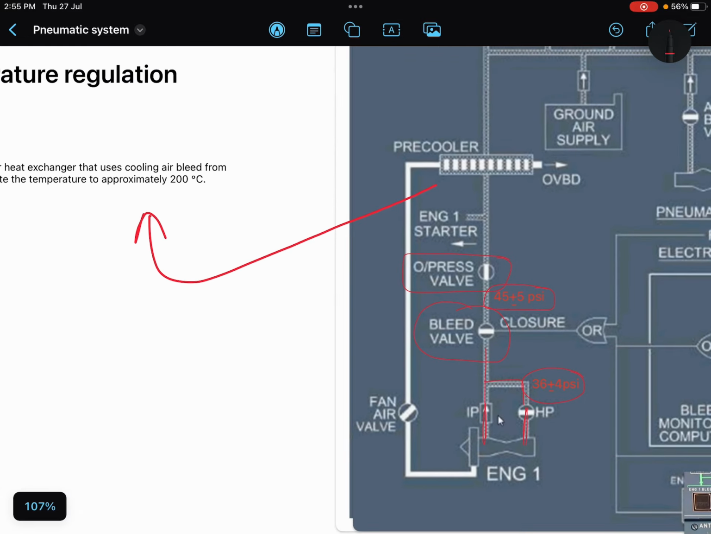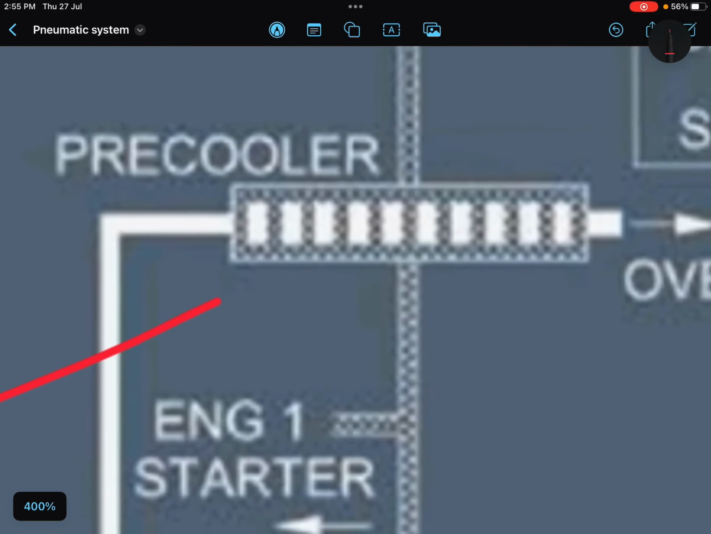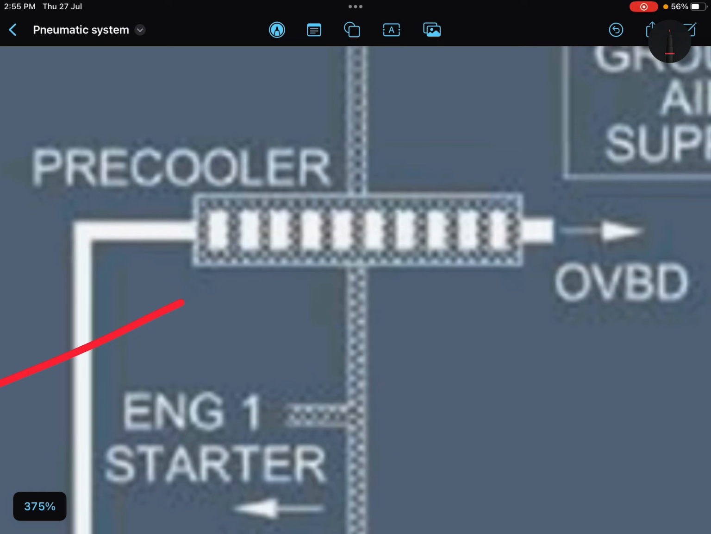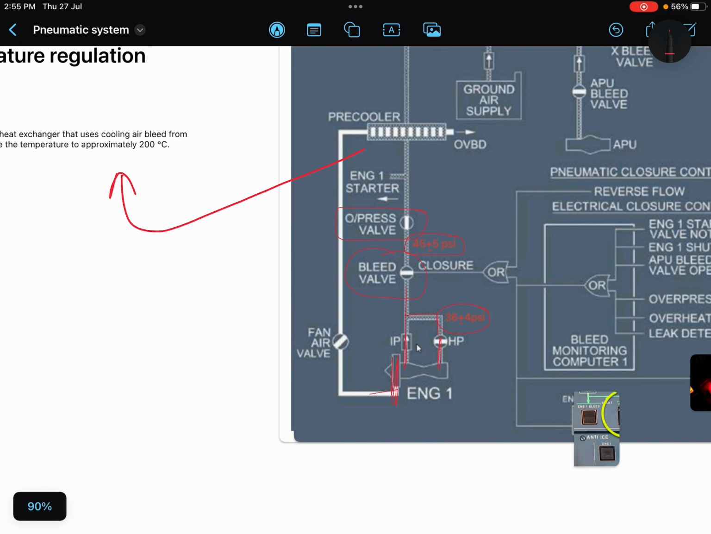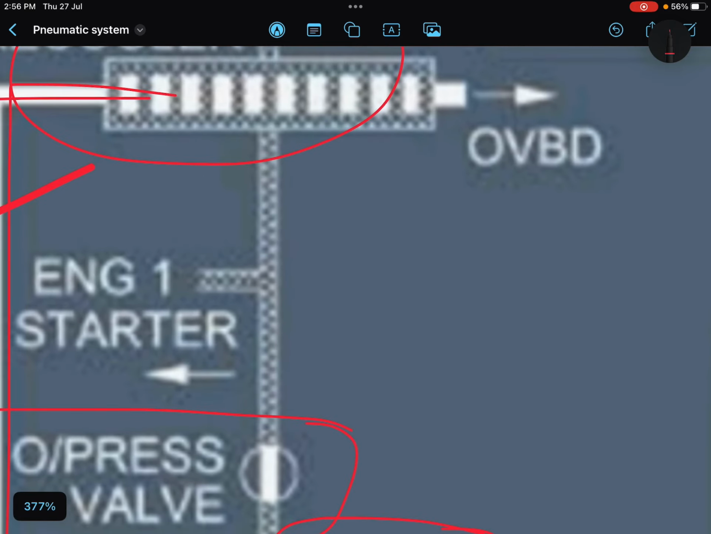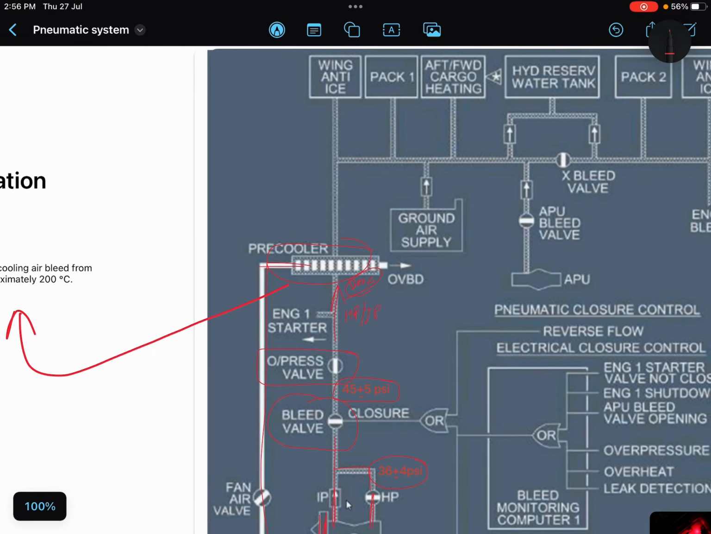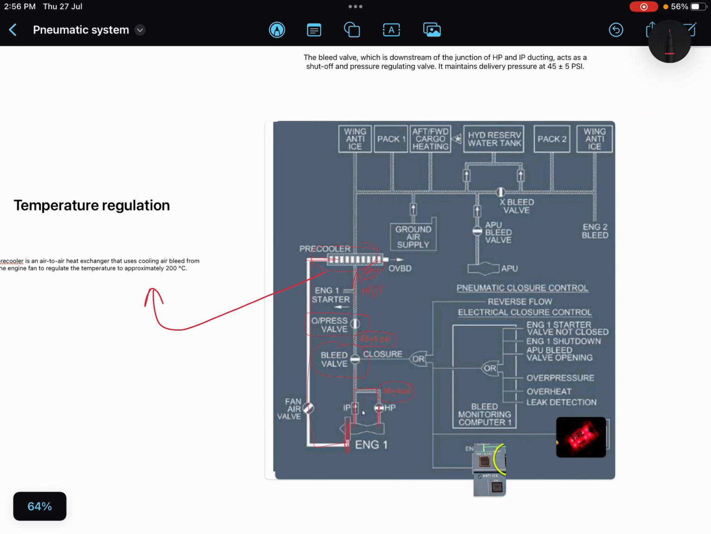Right. Now comes the temperature regulation. This pre-cooler is an air-to-air heat exchanger that uses cooling air from the engine fan to regulate the temperature. So air is taken from the fan section of the engine, and this air bleed, which has been taken from HP or IP stages, is cooled down to 200 degrees Celsius. This is a digit to remember. Correct. This was the function of pre-cooler. This is how pressure and temperature regulation takes place.